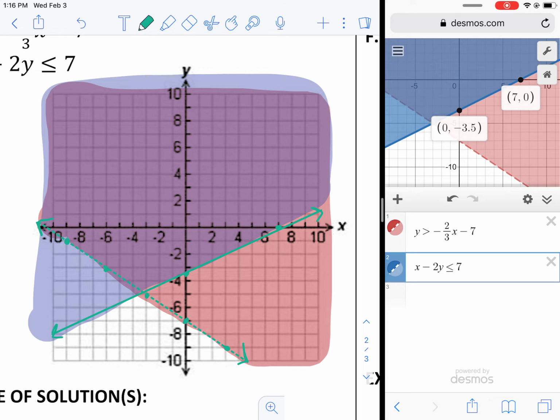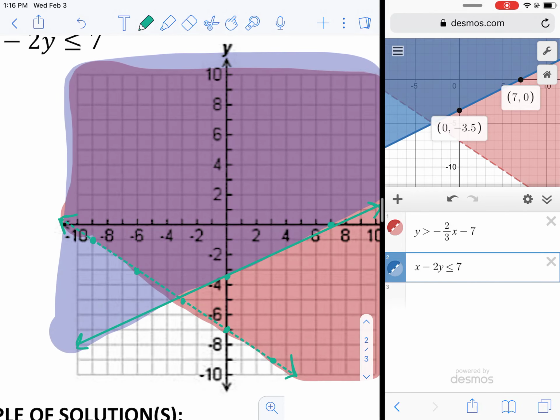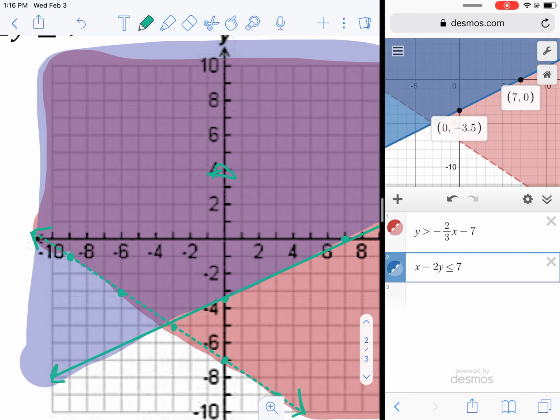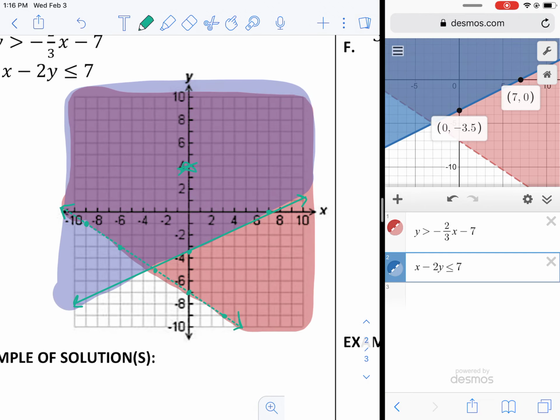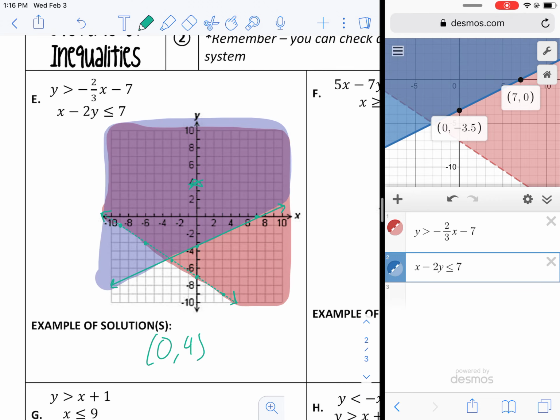So you're always going to kind of split your graph into 4 regions, all right? We've got this little part down here that's not shaded. We've got the blue part over to the left. We've got the double shaded up top, and then we've got just the red part on the right. So our solution set is this area, the double shaded region on top, region 3, okay? So for an example of a solution, we want to pick a point up there. I just picked the point 0, 4. You could pick any point that you wanted, as long as it's in the double shaded region.